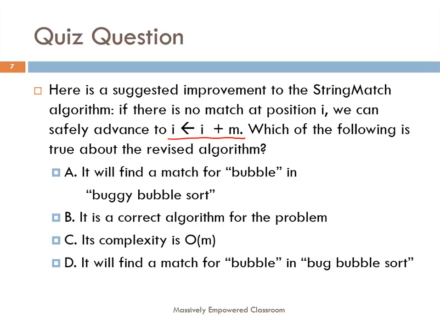Three of the following statements are false, one is true. The first one is, it will find a match for the pattern bubble in buggy bubble sort. So this is the text given to you. The second option is, it's a correct algorithm for the string match problem. The third option is, its complexity is now order m, where m is the length of the pattern. And the fourth option is, it will find a match for bubble in bug bubble sort. Which of these is true?